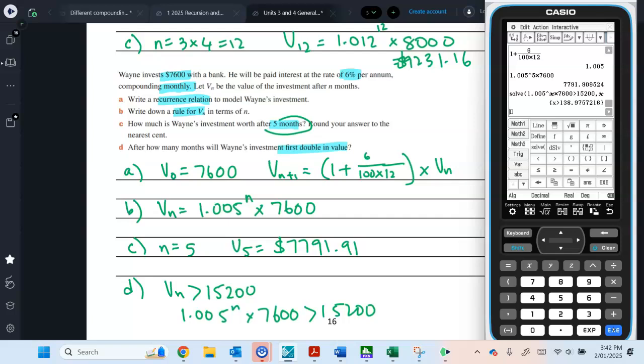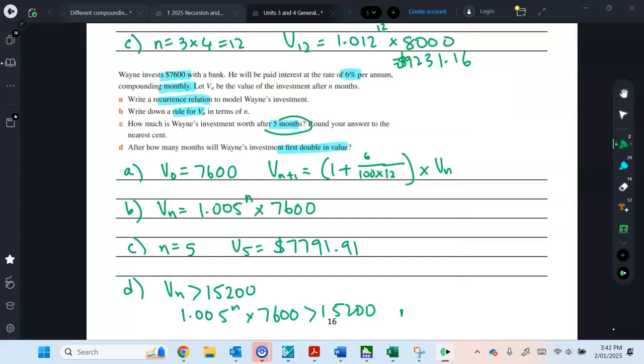All right, so it has to be more than 138.97, so we round to the nearest whole number. So it's going to be 139. And it just says months, so we can just leave it as months. If we had to convert it to years, we would divide it by 12, but it just says months, so that's fine.